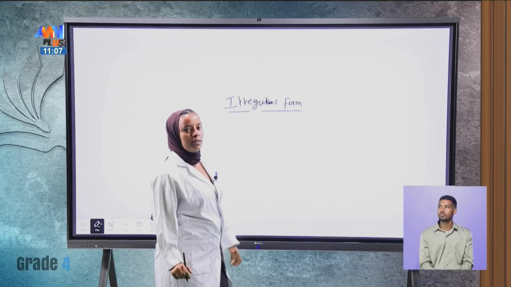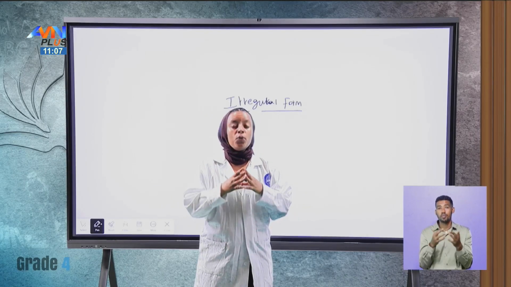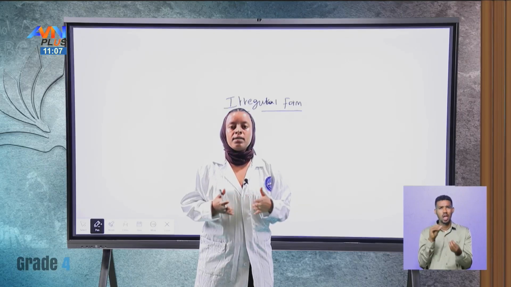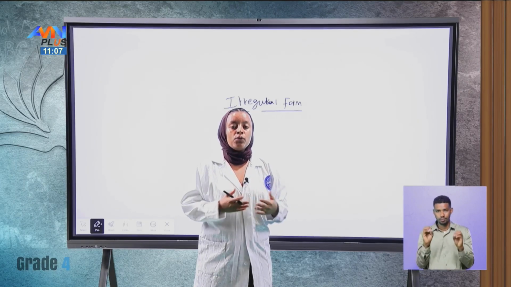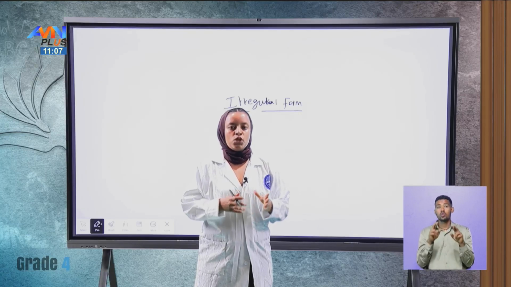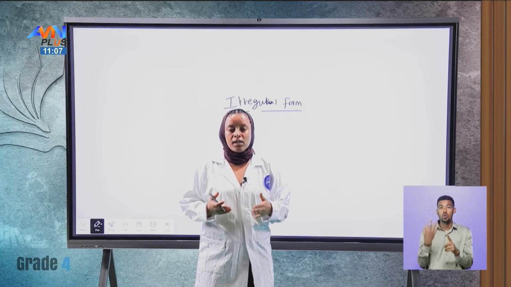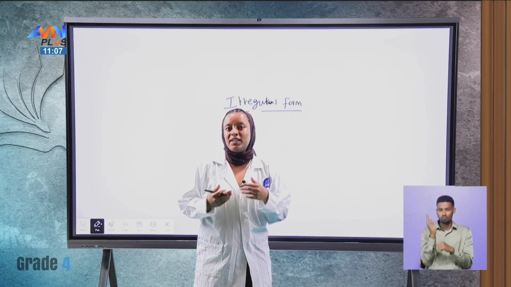Here are the irregular forms, students. When we say irregular, we don't add s, es, or ies at the end of the noun. This is different from the regular form because sometimes we change the whole word of the noun. Sometimes we don't change it at all. Let me give you examples and show you.